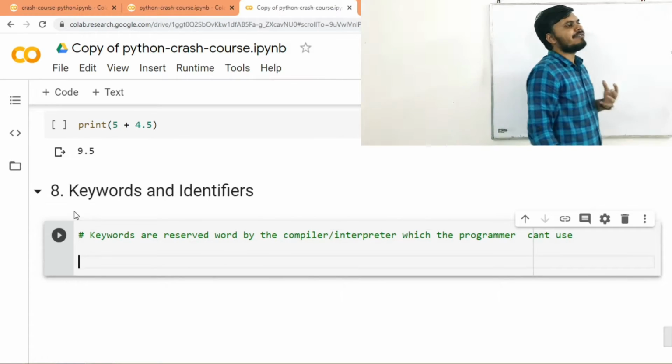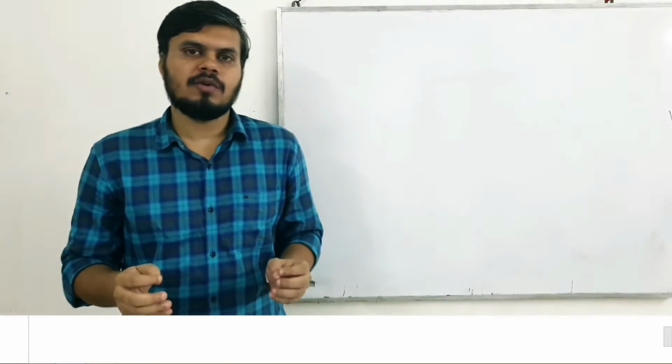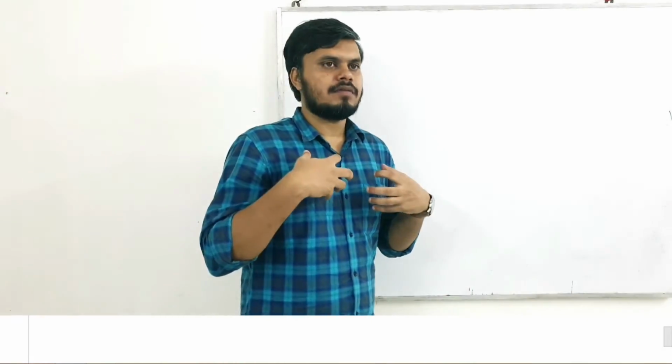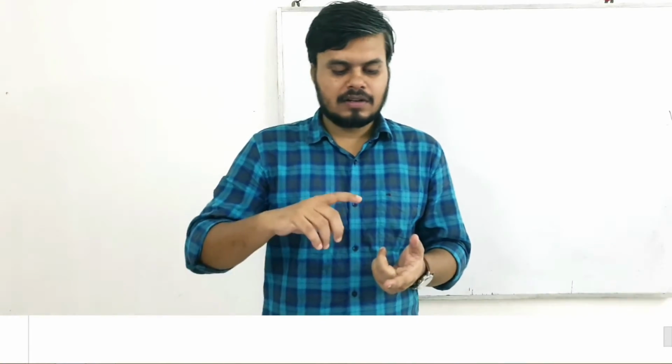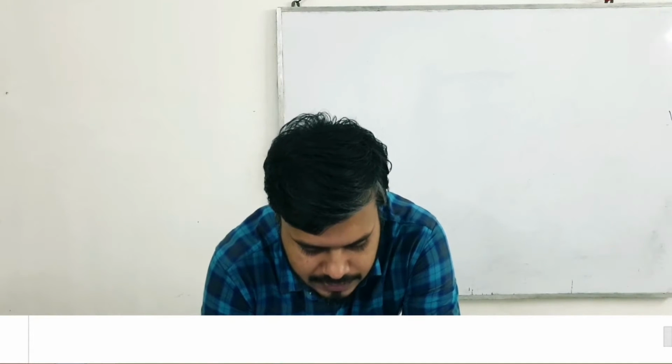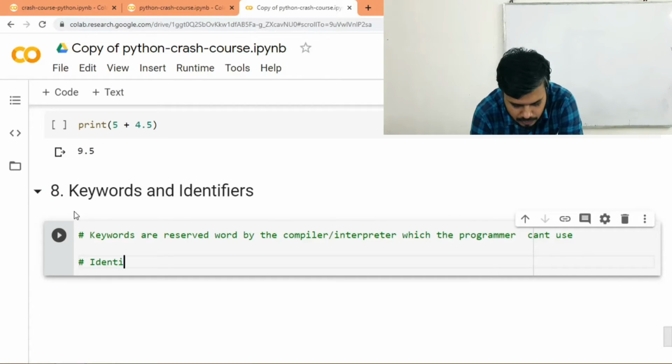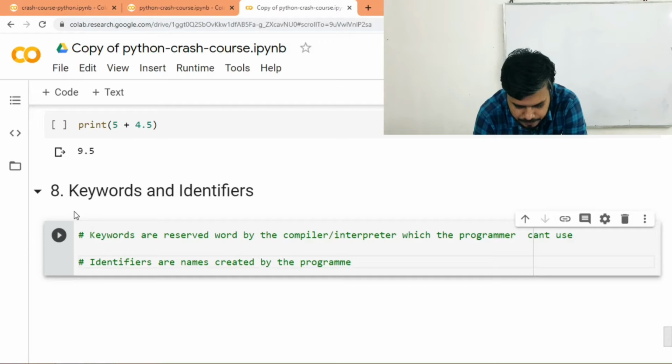Now let's talk about identifiers. So simply put, identifiers are nothing but names given by a programmer in a specific program, okay? So in a program, whatever names are given by you, collectively we call them identifiers. So variable names, function names, class names, collectively you call them identifiers, okay? So I'll show you. Identifiers are names created by the programmer in a program, right? Simple.